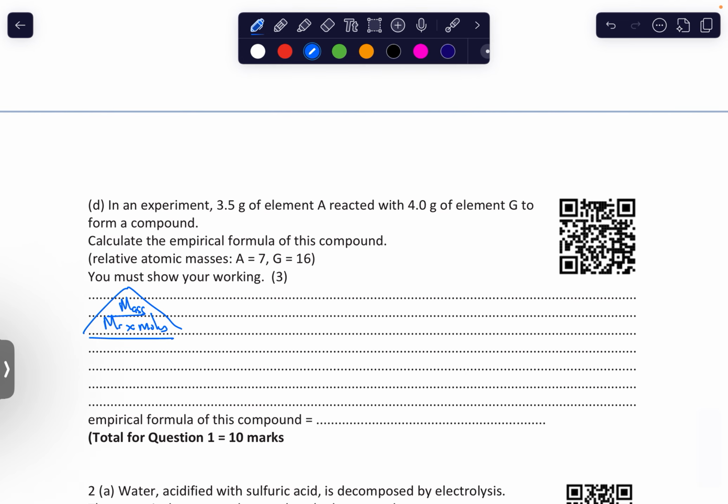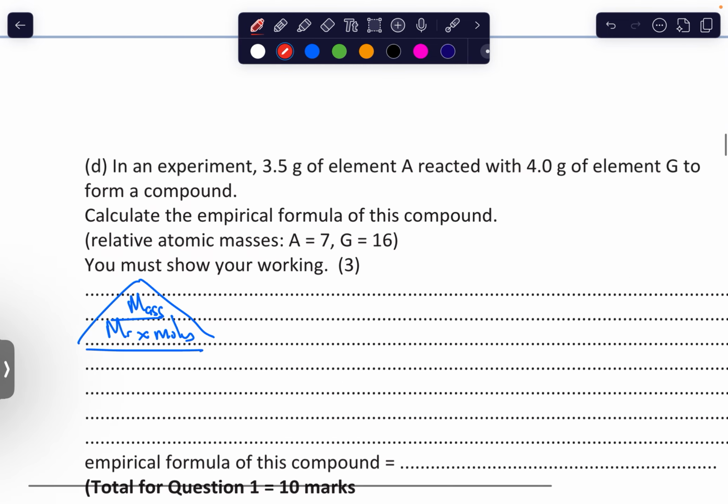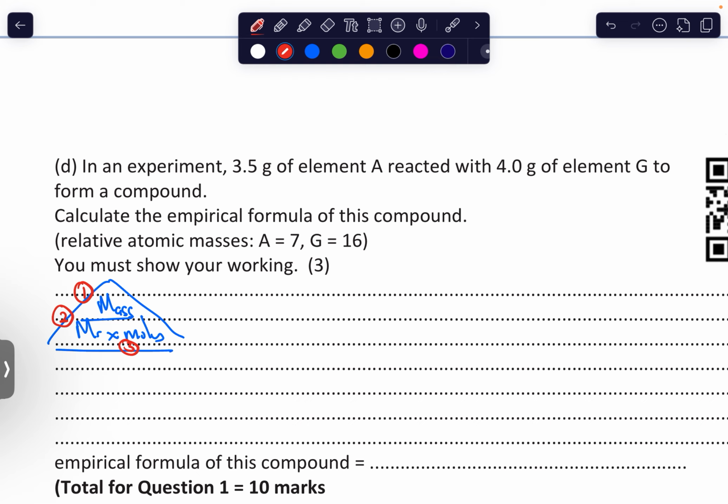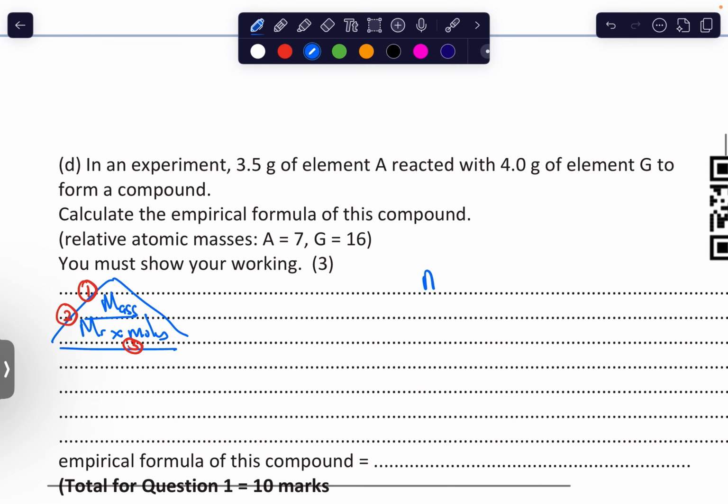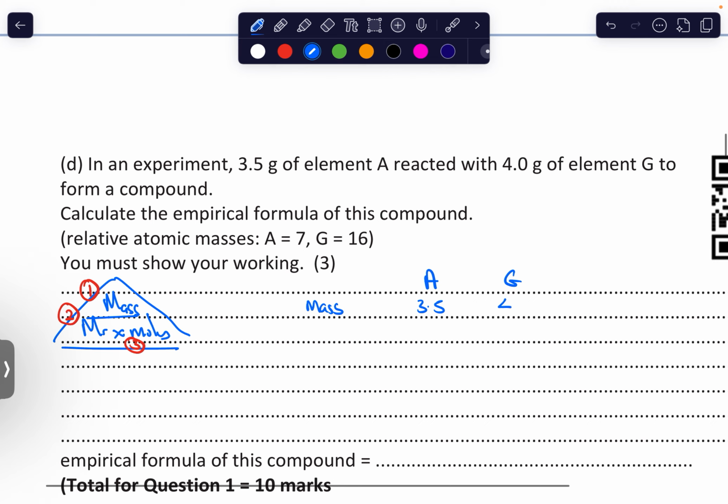Final little bit, calculate the empirical formula. So I've written this triangle down because we're going to go through this as step 1, step 2, and then step 3 in order to work out the empirical formula. So we can see we've got element A and element G. And the first thing we're going to do here is write down the mass from the question, and it tells you we've got 3.5 grams of this and 4 grams of this.